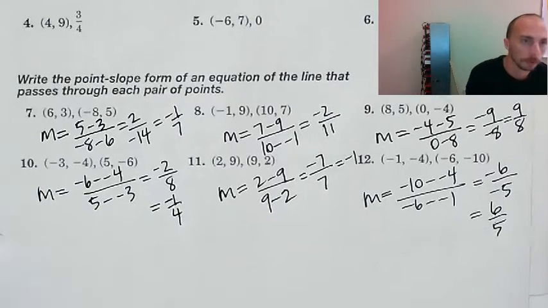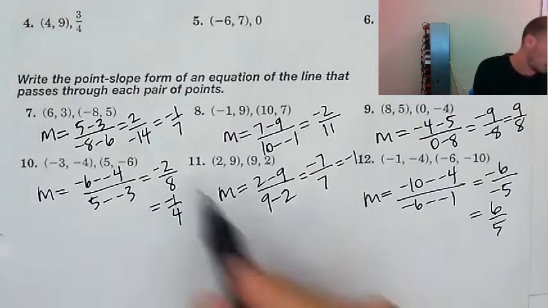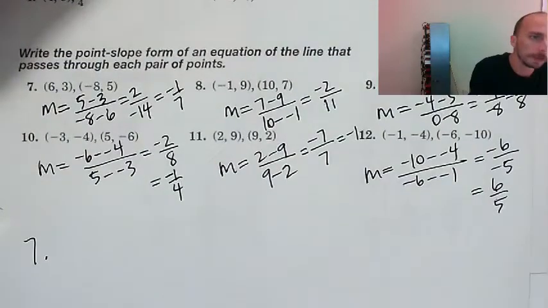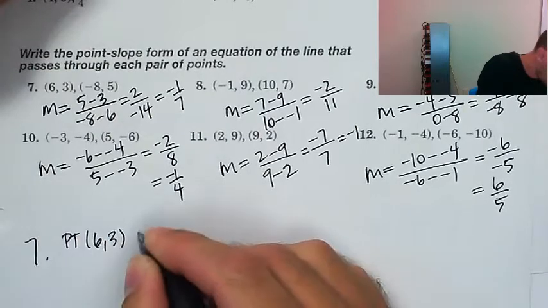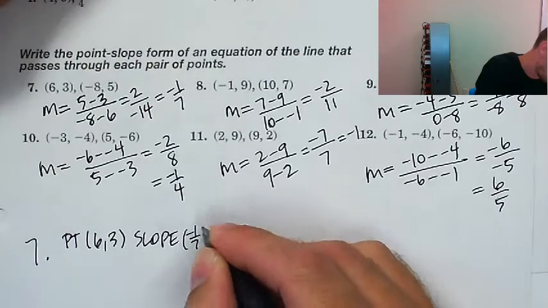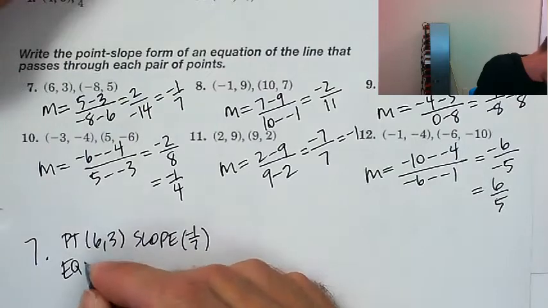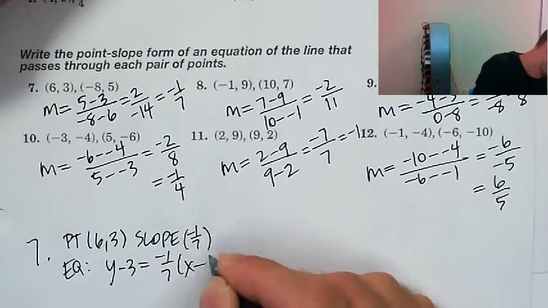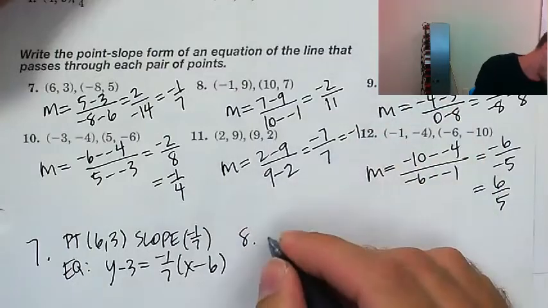Now that I've got a slope ready for all of these, I'm going to pick whichever point I like, use the slope, and write an equation. All right, I'll use the point 0, 3. Slope is going to be negative 1/7. I don't usually put the slope in parentheses, but I just did. So my equation is going to be y minus the y coordinate is equal to the slope times x minus the x coordinate. Number 8, I'll choose negative 1, 9.